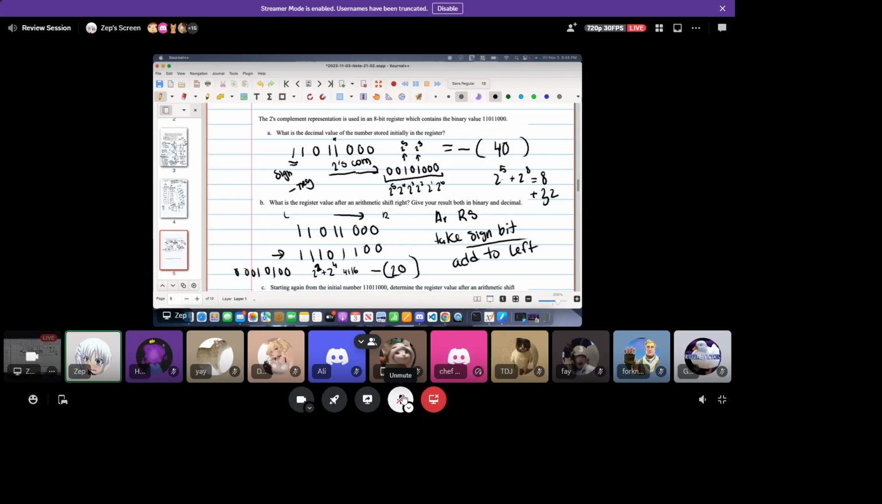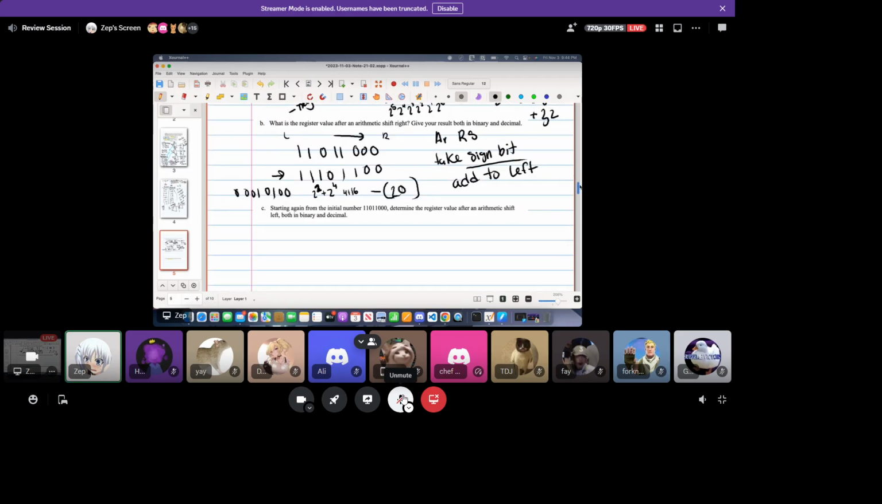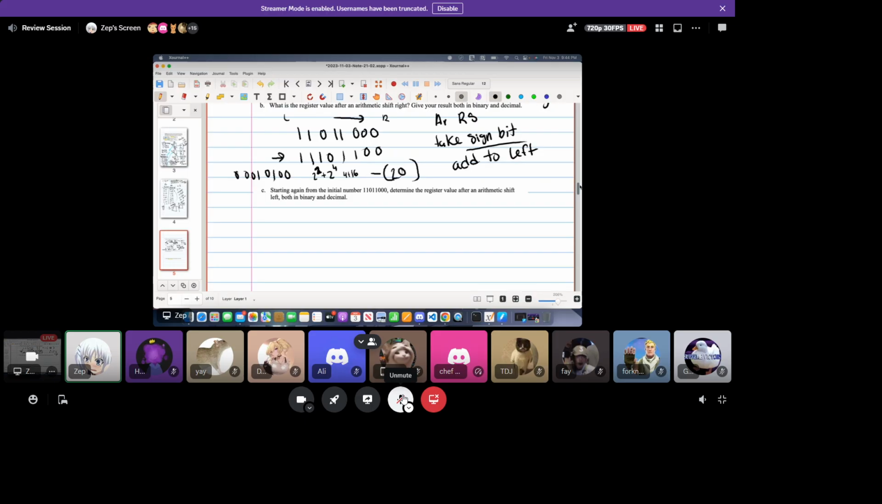All right. You probably know from class that arithmetic right shift divides the value by 2. And arithmetic left shift, which you will see shortly, multiplies the value by 2. That might be important for the ALU, which we will cover next. Starting again from the initial number, determine the register value after arithmetic left shift.